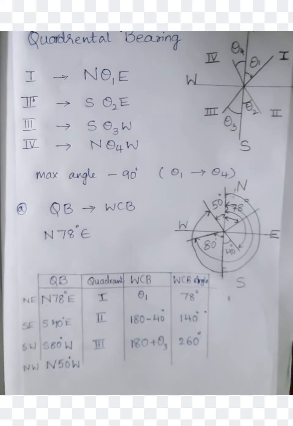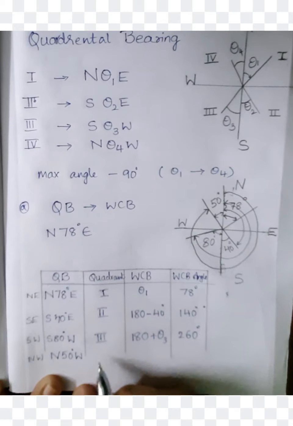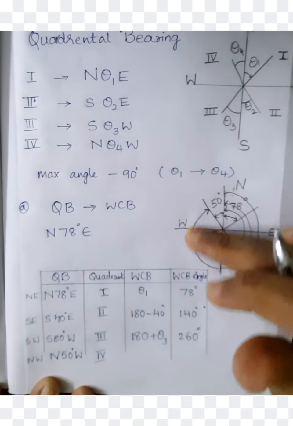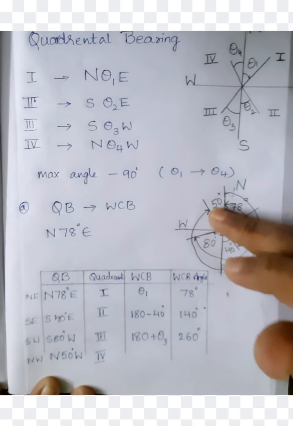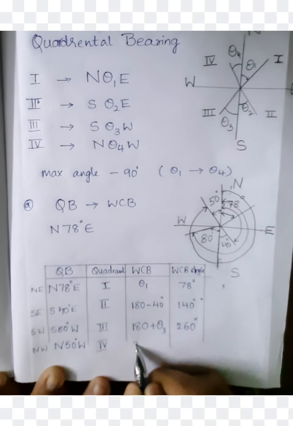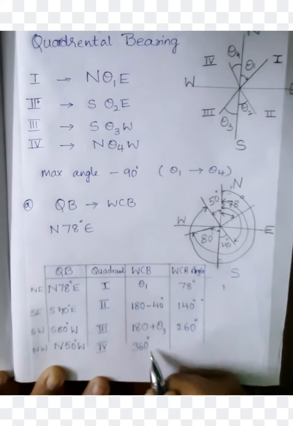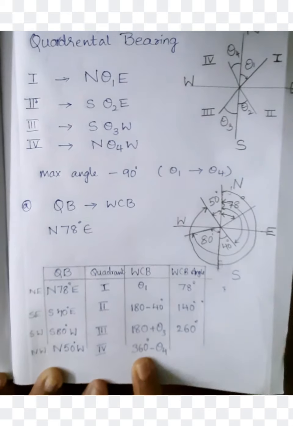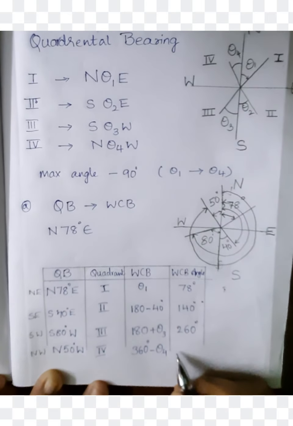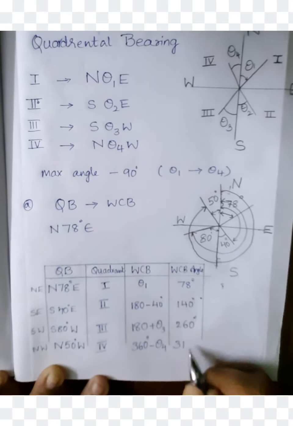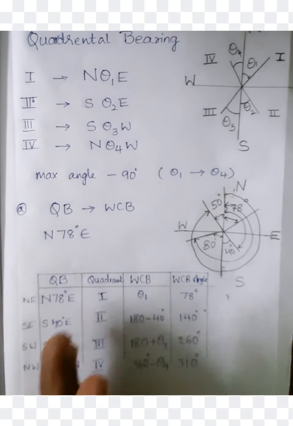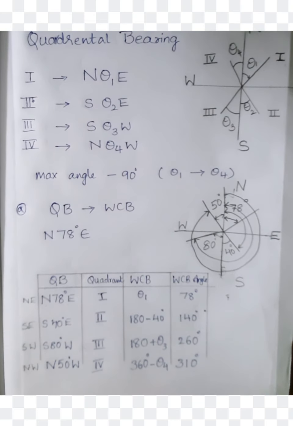So how will I get this angle in the whole circle bearing system? This falls under the fourth quadrant, so this theta in the whole circle bearing system I will get as 360 degrees minus theta 4, which means 360 minus 50. So I'll get 310 degrees. This is the procedure. We convert a quadrantal bearing angle into the whole circle bearing system.